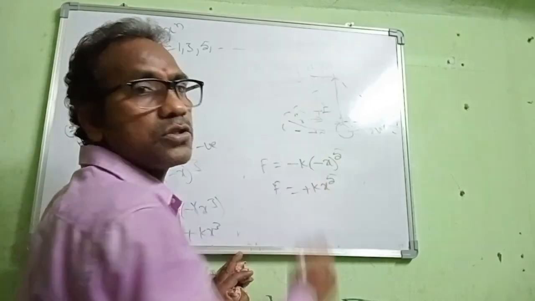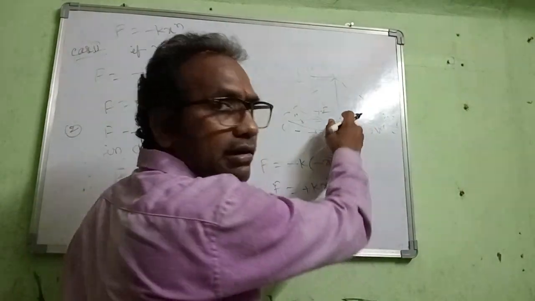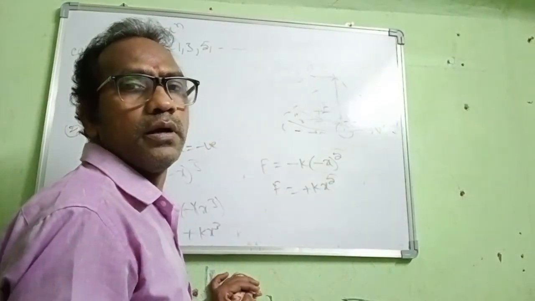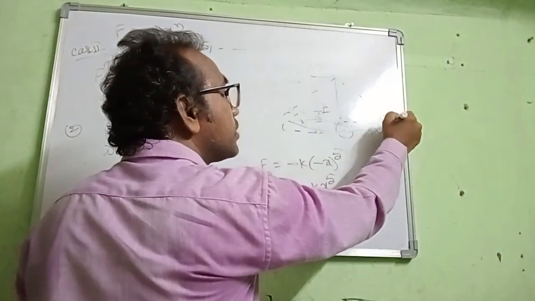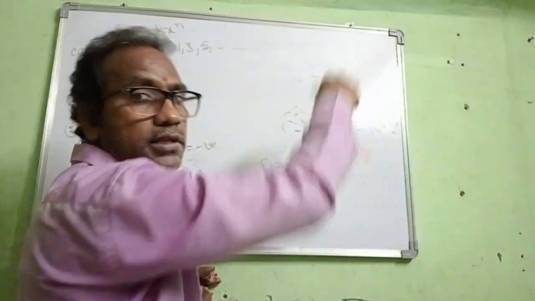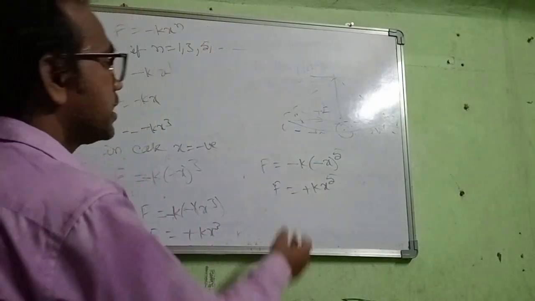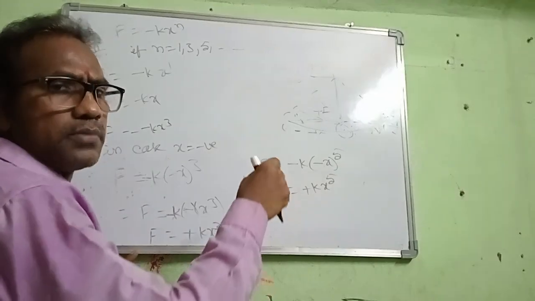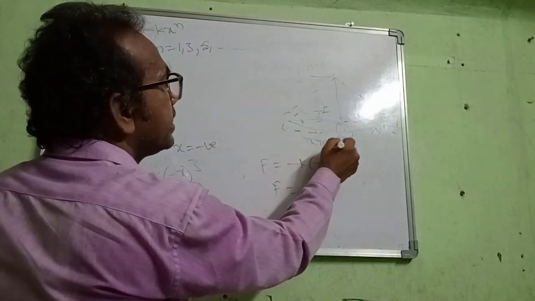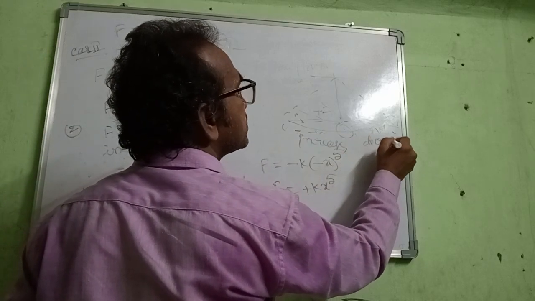In this case, restoring force increases up to here only. After that, whenever it crosses the mean position, automatically restoring force will gradually decrease, so that it becomes rest. Means force will become zero at the other extreme position. So this is about the restoring force: sometimes here restoring force increases, here restoring force decreases.